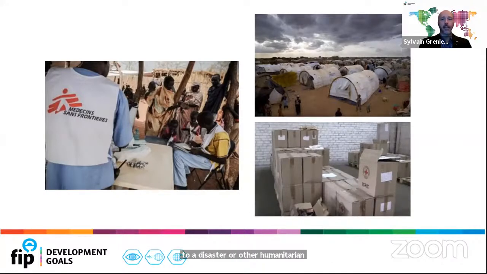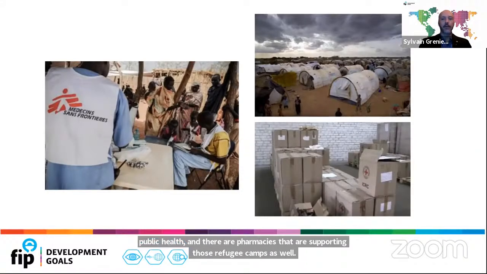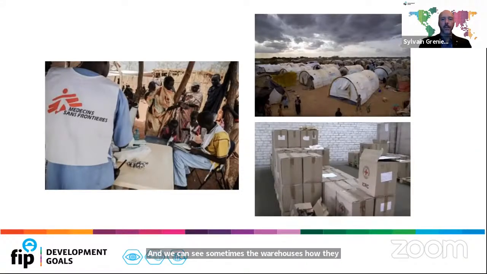We have refugee camps, which is basically a new city, a small city being built that had their own issues with healthcare, public health, and there are pharmacies that are supporting those refugee camps as well. And we can see sometimes the warehouses, how they are, all the medication may be just in regular cardboard boxes and that type of equipment that is not something that we're necessarily used to see in a typical community pharmacy. Next slide, please.